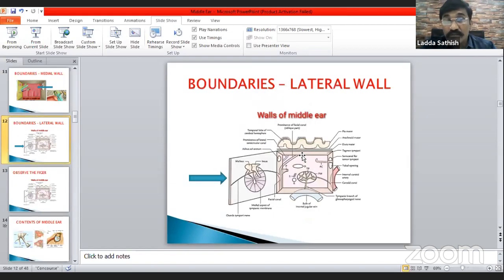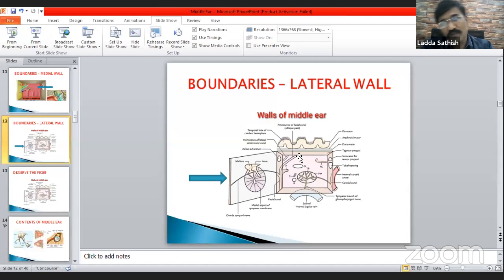Now this is the course. From here the nerve is coming and coming. Now at this place it takes a sudden turn, going back at the top of the medial wall. It is passing through a canal, and naturally the name of the canal is the facial canal.